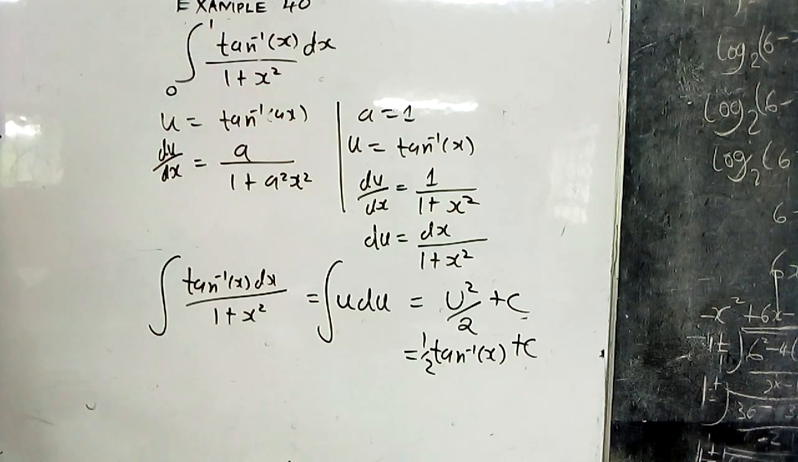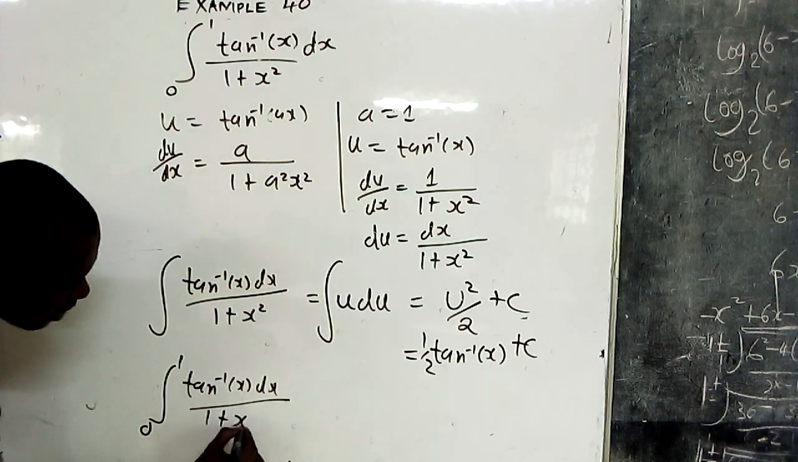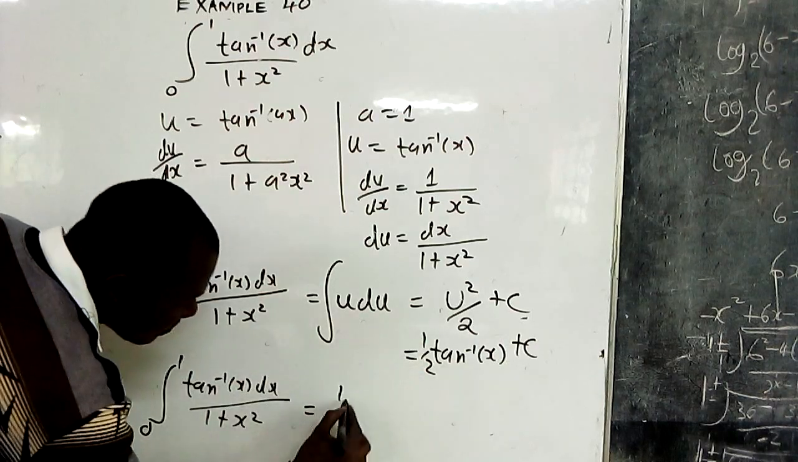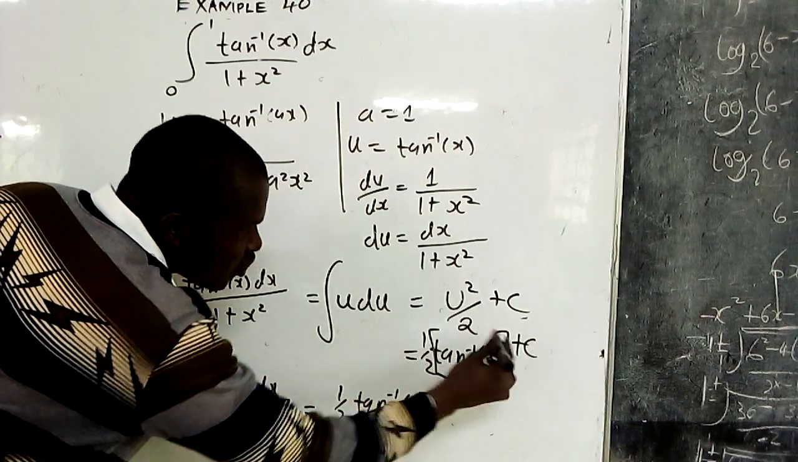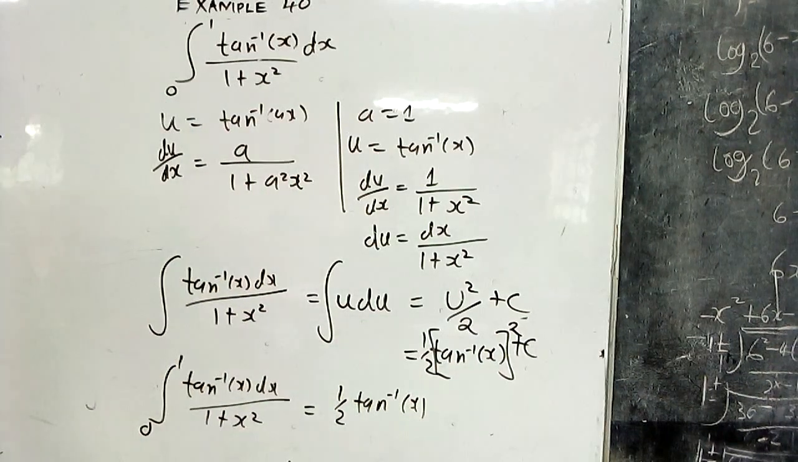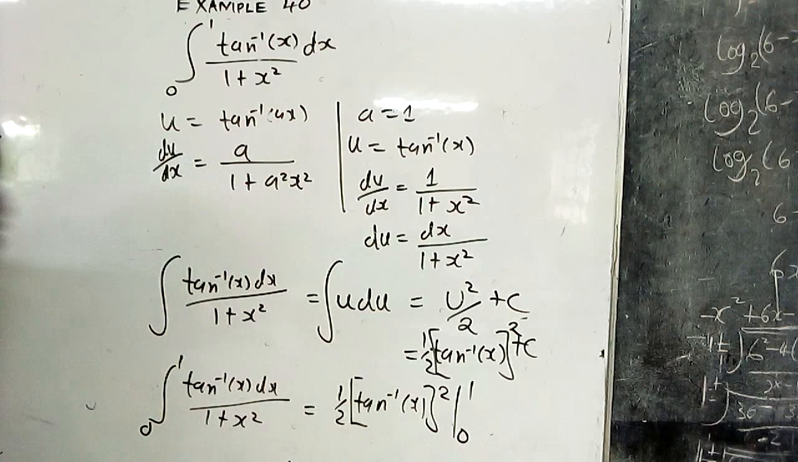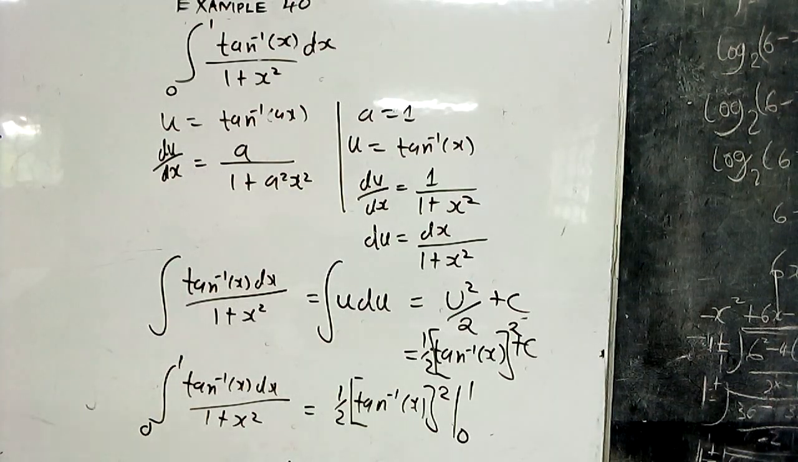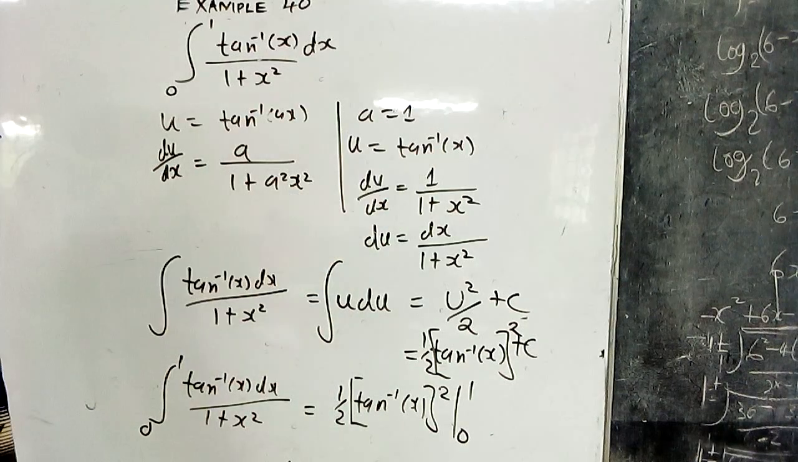We were told to integrate from 0 to 1. So when you integrate from 0 to 1, tan inverse of x dx over 1 plus x squared, you are supposed to get a half tan inverse of x squared. It was u squared, and u is tan inverse of x. So this is what you are integrating from the interval 0 to 1: a half into tan inverse of x squared, minus 0, isn't it? See, 1 squared is just 1, isn't it?